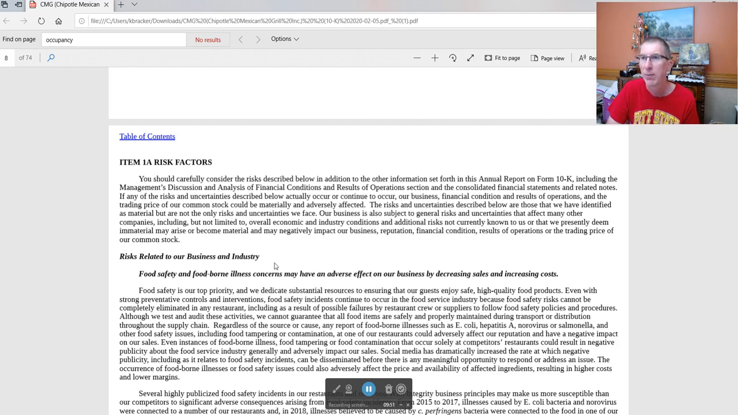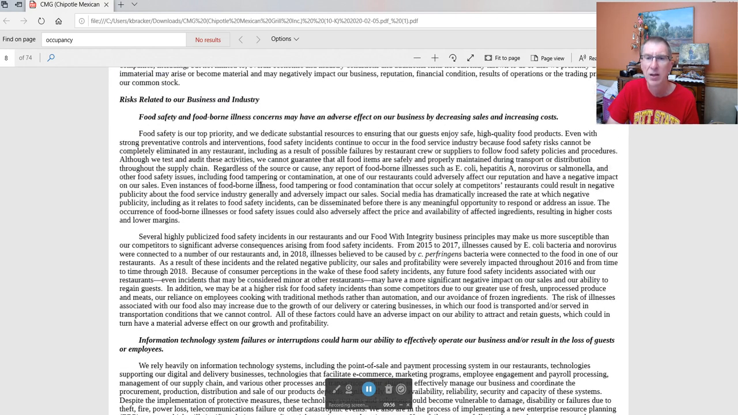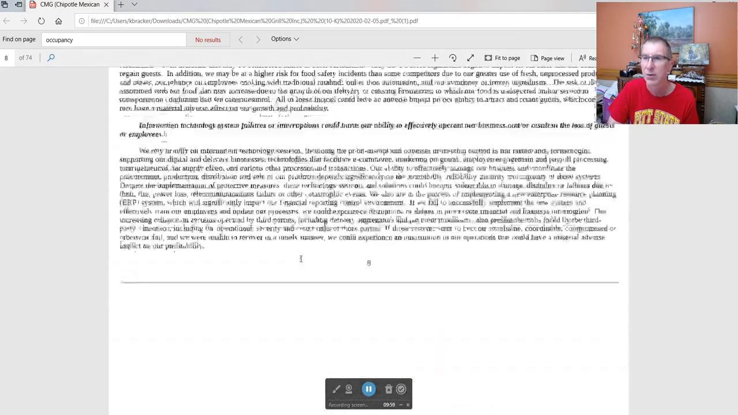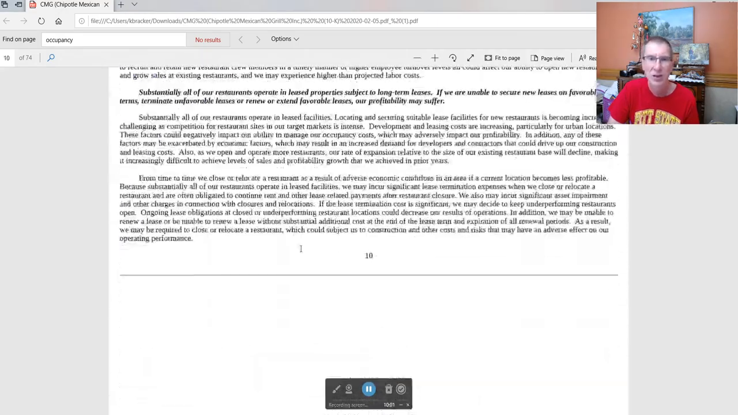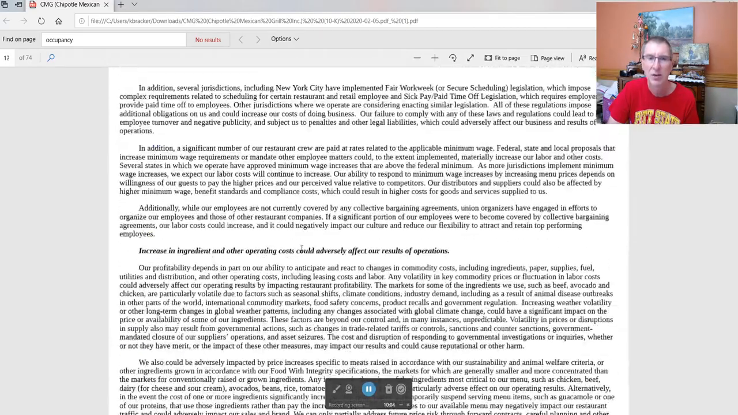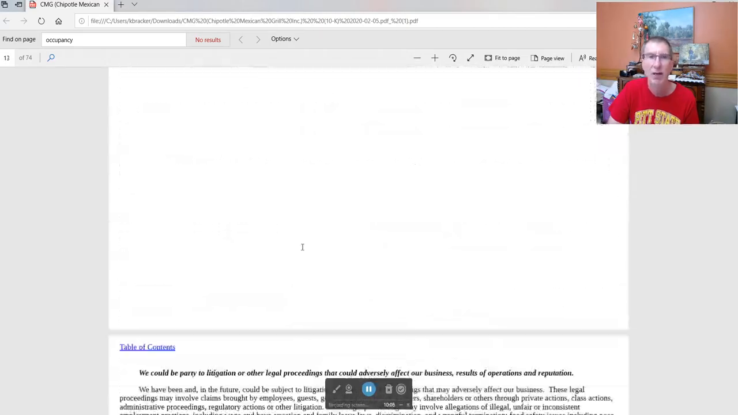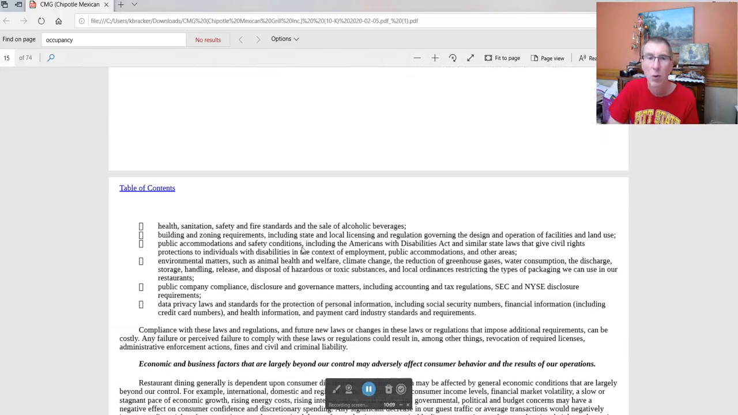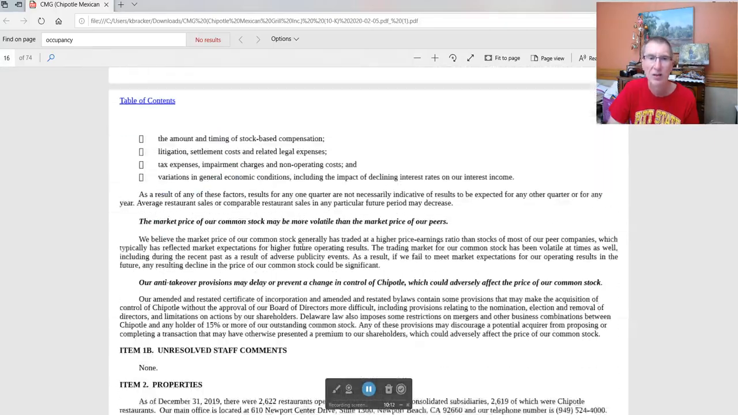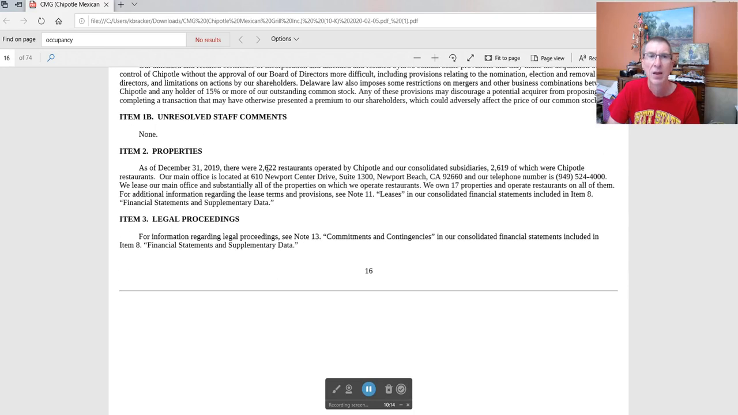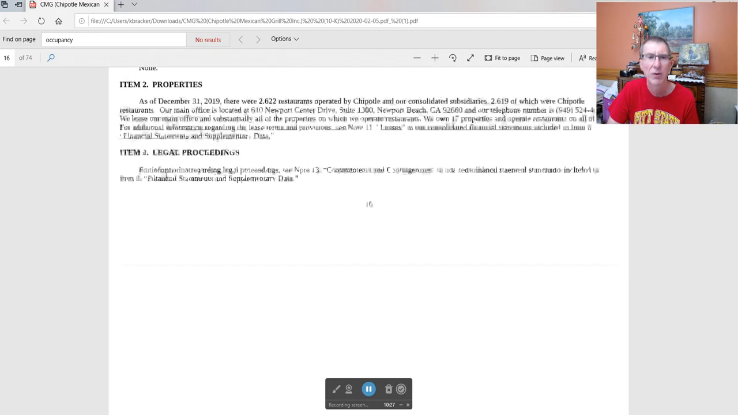They have to respond by improving food safety. That's going to increase their costs a little bit. And so they talk about some processes that they've gone through and some experiences. And you'll see there are several pages here of these risks. So I'm probably about 5 pages down, and we're still getting into more risks that the business could face. Unresolved staff comments, none. What are their properties? 2622 restaurants operated by Chipotle, 2,619 of which were Chipotle restaurants. We talked about that briefly before.